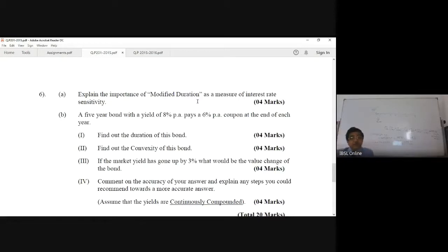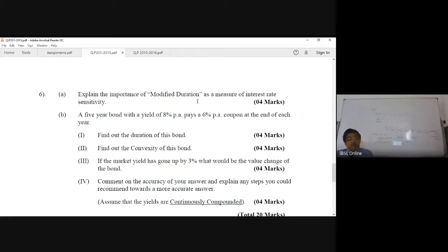The importance means the modified duration is a certain measure with which you can get an idea about the price change of a bond due to the interest rate change. So that is the answer for this. Therefore, the modified duration is a particular factor where we can get an idea about a value change of a bond as a result of the interest rate change in the market.